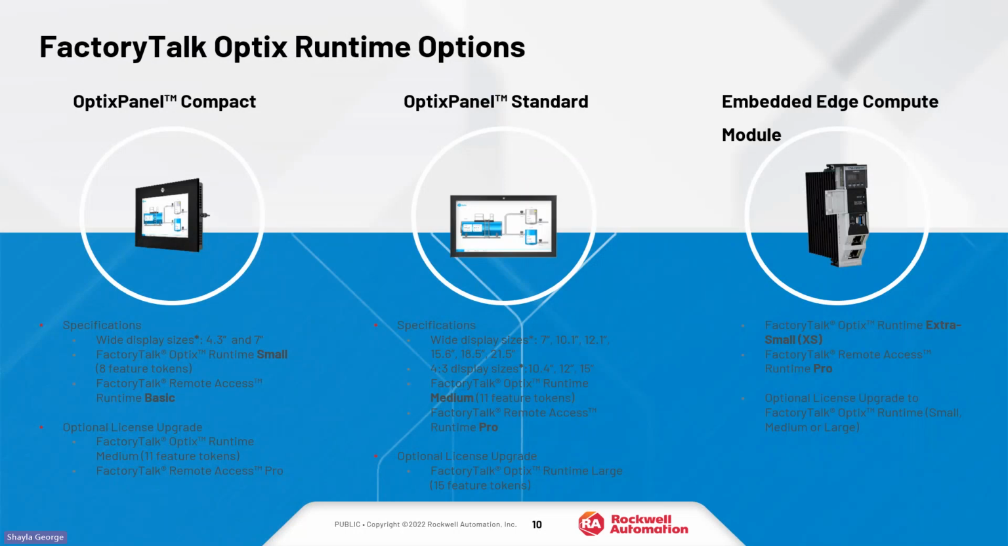As I mentioned, there are certain terminals that are dedicated for FactoryTalk Optix. So we have the Optix panels, and there's two types of Optix panels. There's the compact panel as well as the standard panel. The compact panel is a smaller panel. You have the option for a 4.3 or a 7-inch.